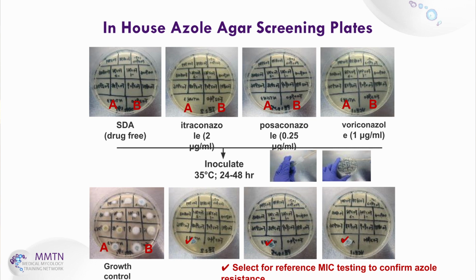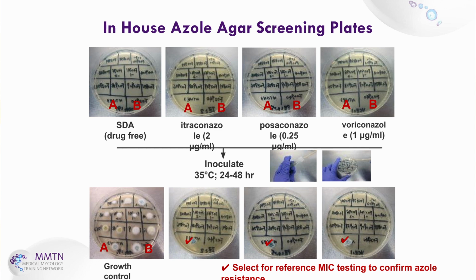And alternatively, our laboratory will prepare the azole screening agar test by ourselves. But the azole concentrations we use are a little lower than the concentrations that EUCAST recommended, so that isolates with borderline resistance will not be missed. For testing, the isolate is inoculated on the drug-free control well, and also into the 3 azole-agar plates, supplemented with itraconazole, voriconazole, and posaconazole.